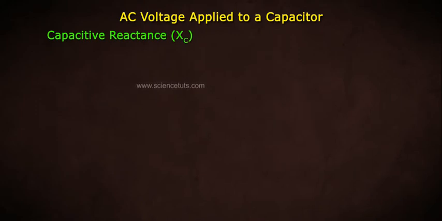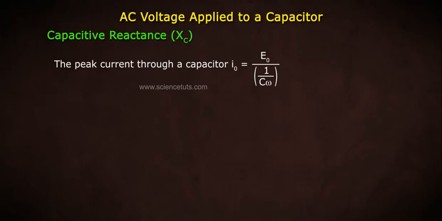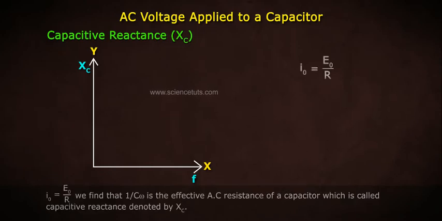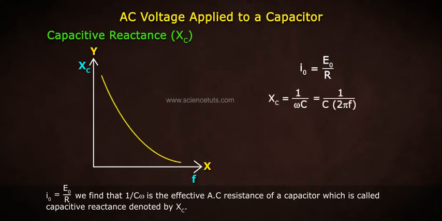Capacitive reactance Xc. The peak current through a capacitor, I naught, equals E naught by 1 by C omega. If we compare it with the peak current through a pure resistor, I naught equals E naught by R, we find that 1 by C omega is the effective AC resistance of a capacitor, which is called capacitive reactance, denoted by Xc. Xc equals 1 by omega C, which equals 1 by C of 2 pi f, where f is the frequency applied.